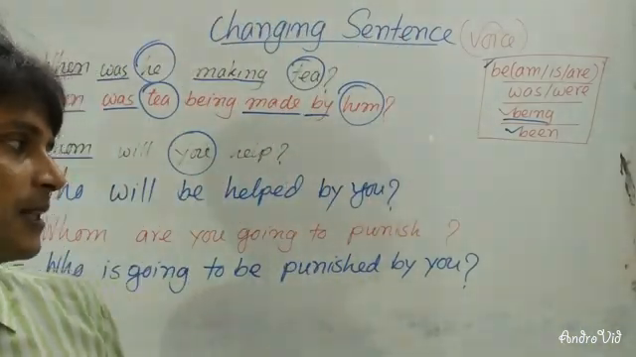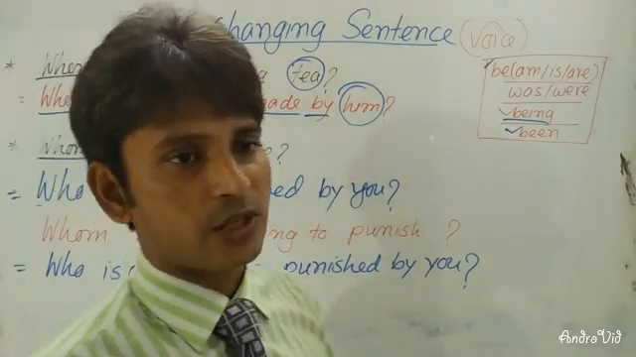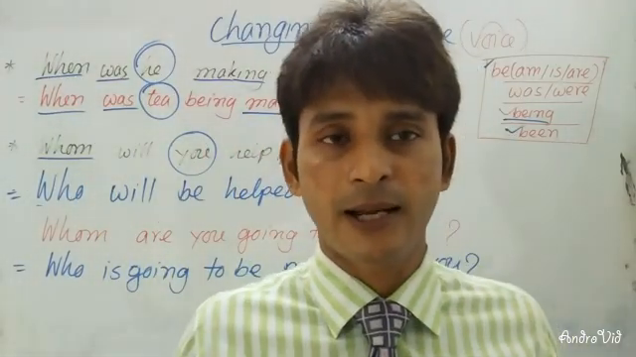Dear learners, the sentence is: whom are you going to punish? So who is going to be punished by you? Dear learners, I hope it is clear to you.